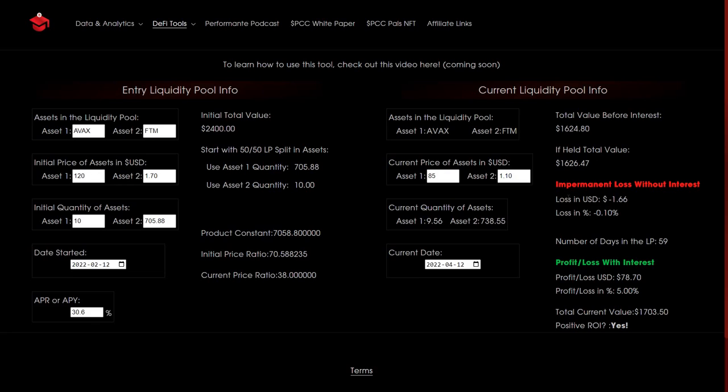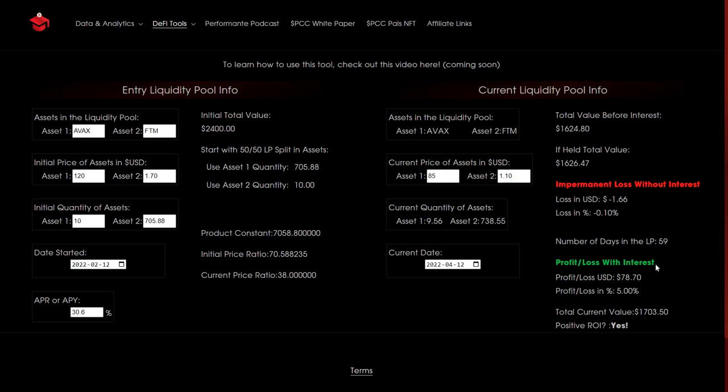And this is just a percentage here of the USD value compared to the initial principal put in. The next line here is the number of days in the LP. This is just the number, pretty self-explanatory. It was 59 days, from February 12th to April 12th.